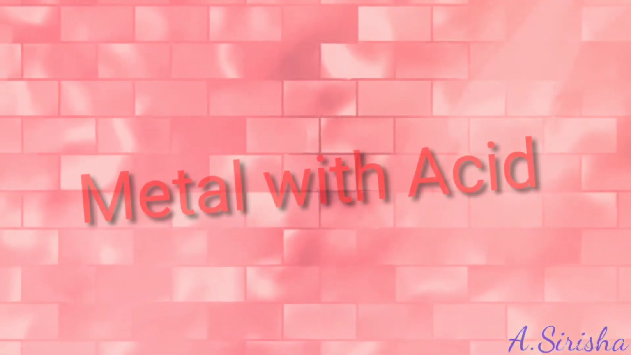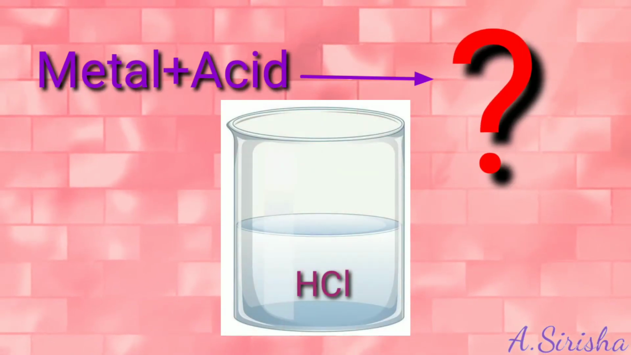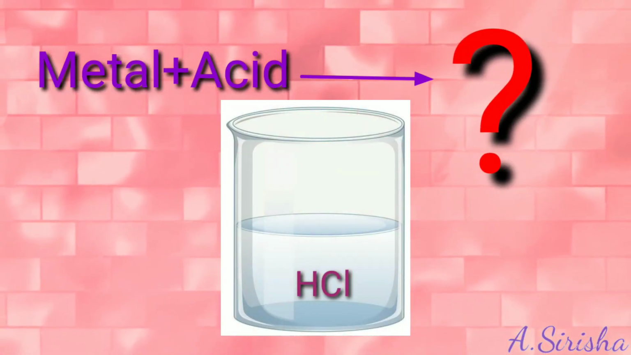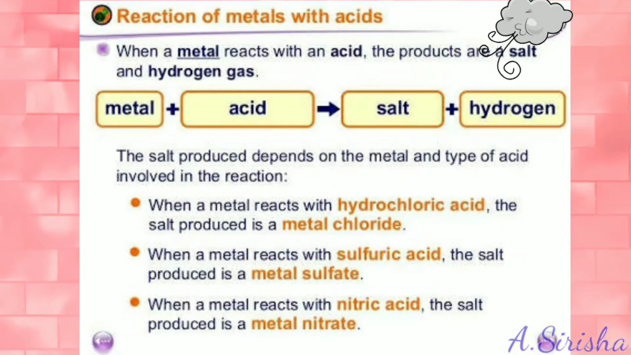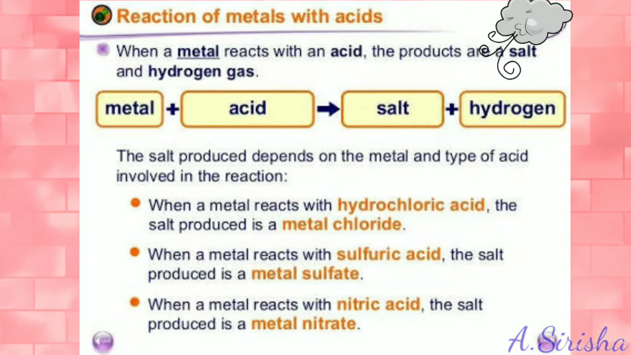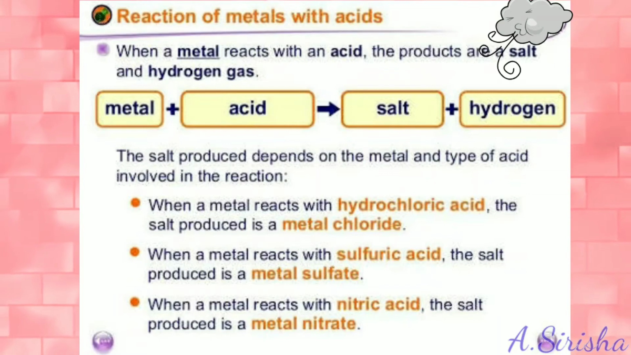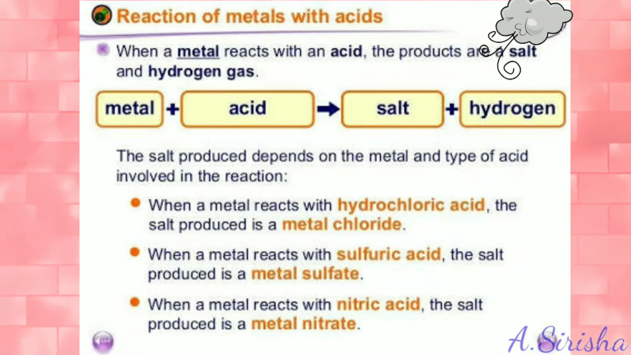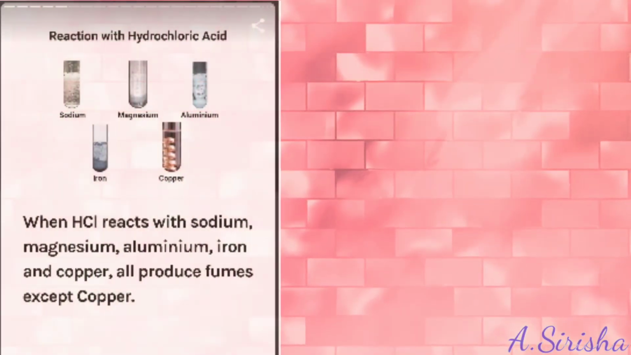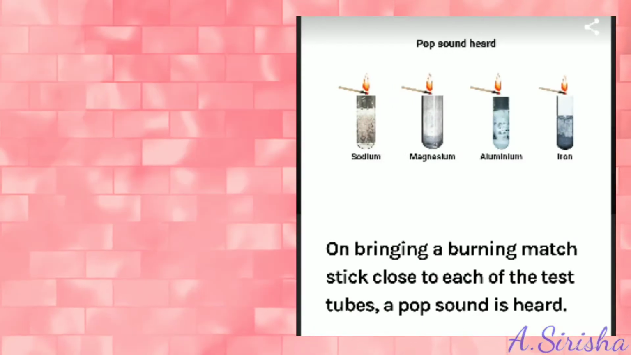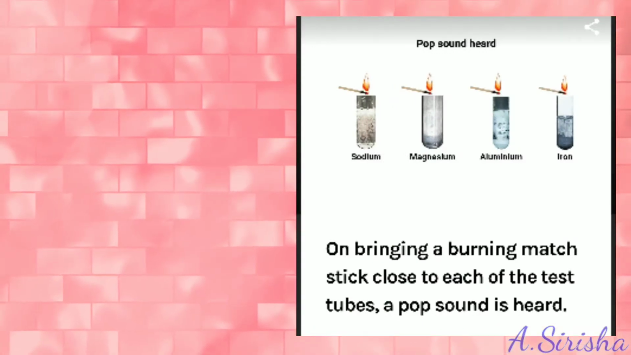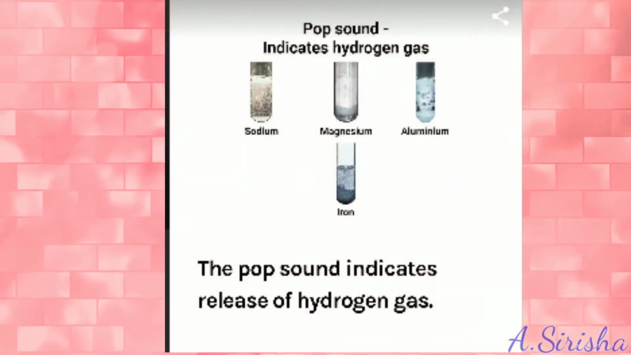Reaction of metals with acids. Can you guess what forms when a metal reacts with an acid? Metal reacts with an acid and forms salt and hydrogen. Hydrochloric acid gives metal chlorides, sulfuric acid gives metal sulfates, and nitric acid gives metal nitrates. A pop sound indicates that hydrogen gas is liberated when they react with acids.